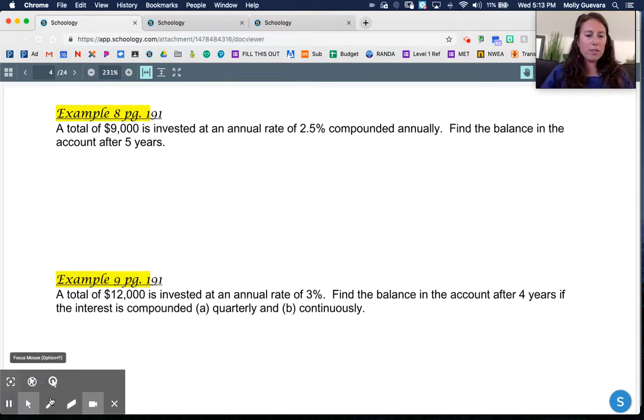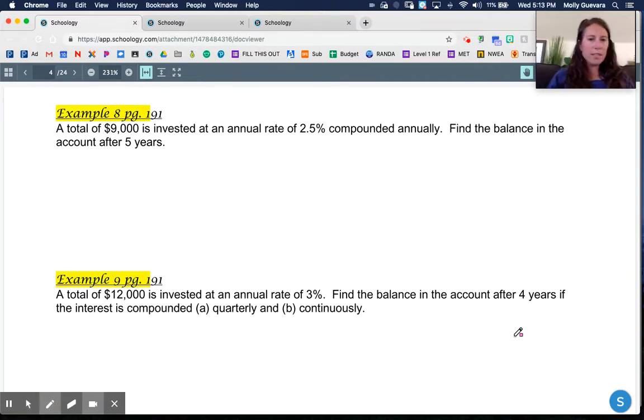Okay, so let's look at this first example, example 8, which says a total of $9,000 is invested at an annual rate of 2.5% compounded annually. So this tells us that it's compounded one time every year. Find the balance in the account after 5 years. Since it's being compounded annually, we're going to use that first equation.